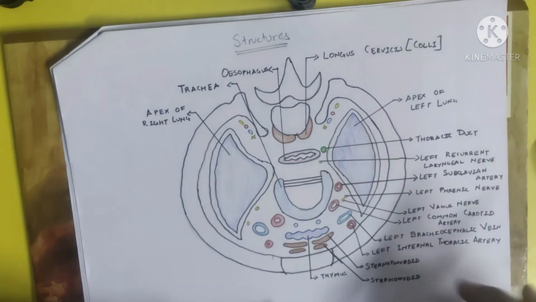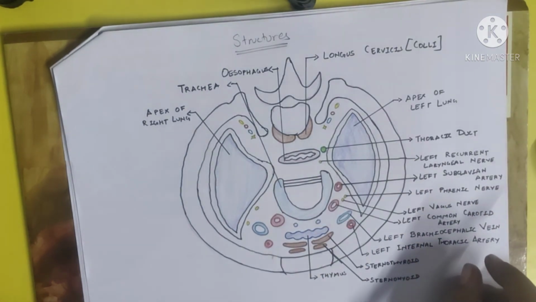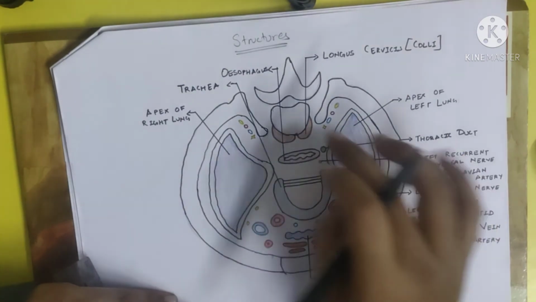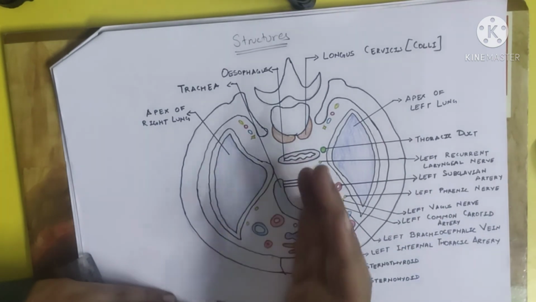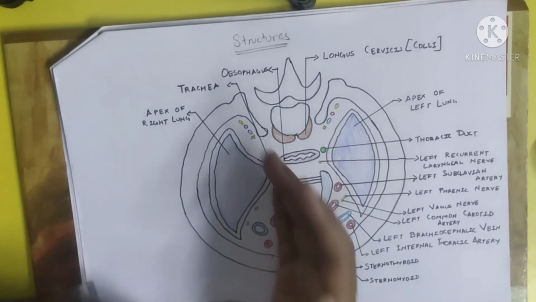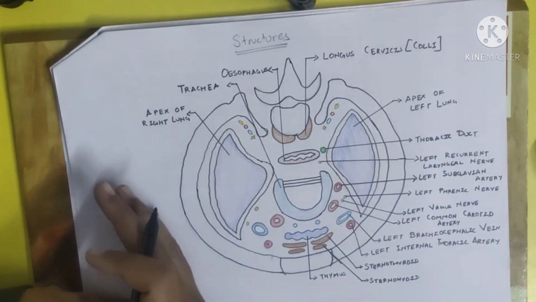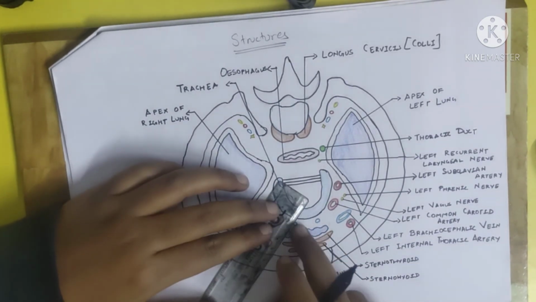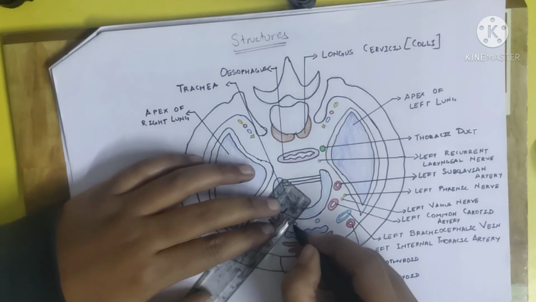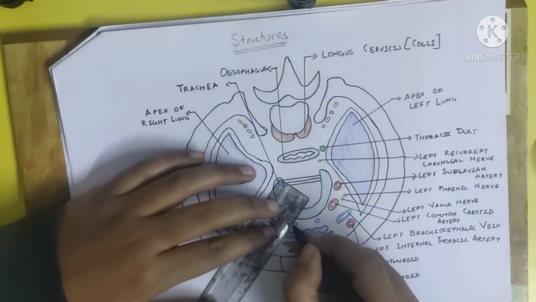Okay, so we are done with almost this part. These four structures we will label in the last. Now we'll move to the right side, the structures which we are going to mark on the right side. These two are the same, so only one marking is required. We will do it from here.